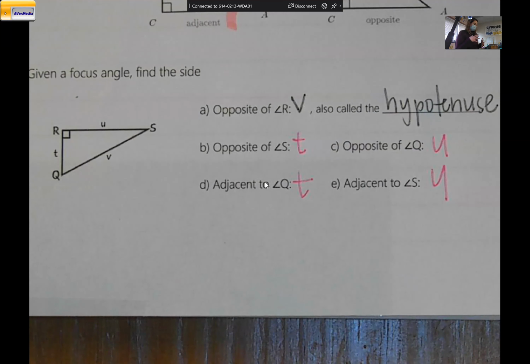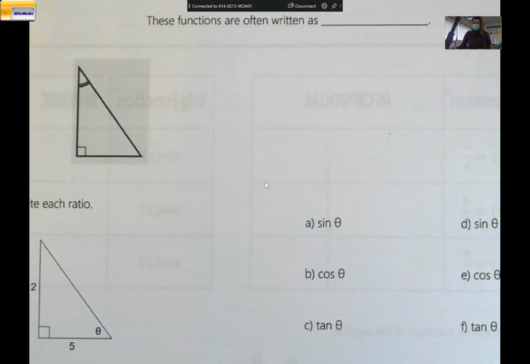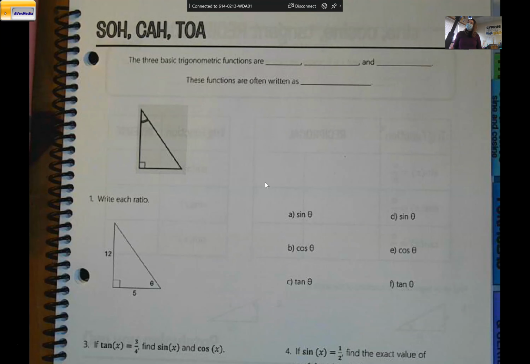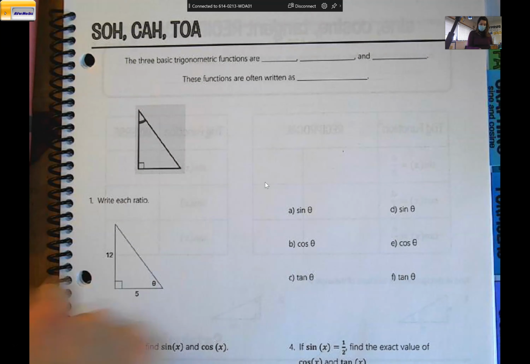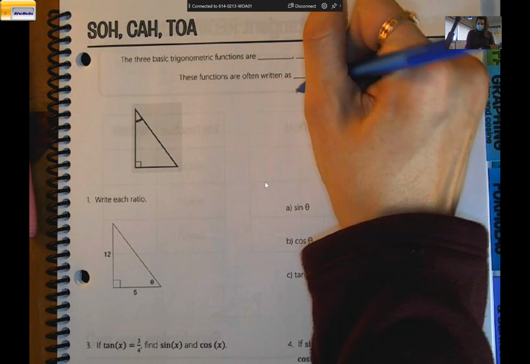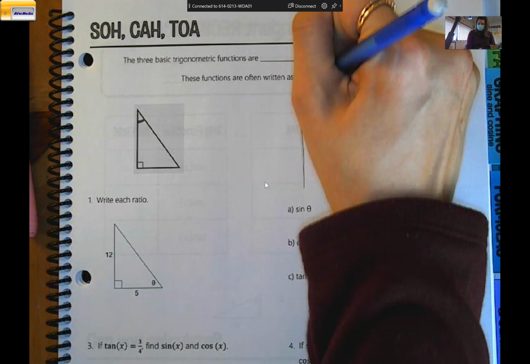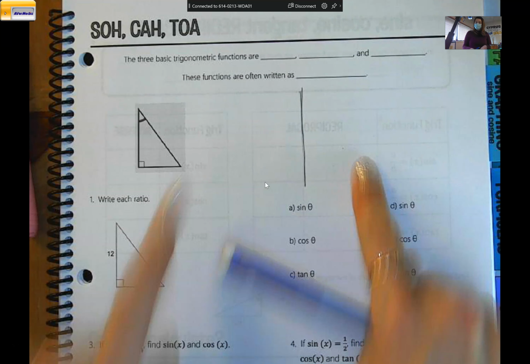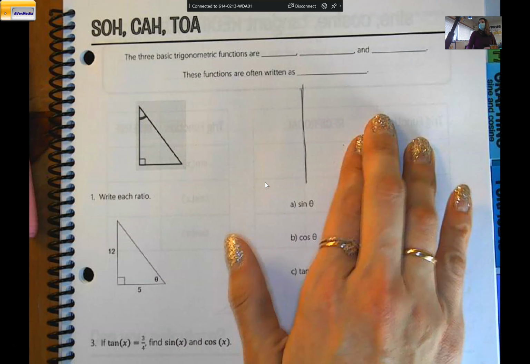Okay, so this is the basis for our right triangle trig, because remember, the whole point of this is to be able to find what are called trig ratios. So that is on our next page. We have this triangle at the top. Split this big space that you have in half, because we're going to do some notes here and then some notes here.